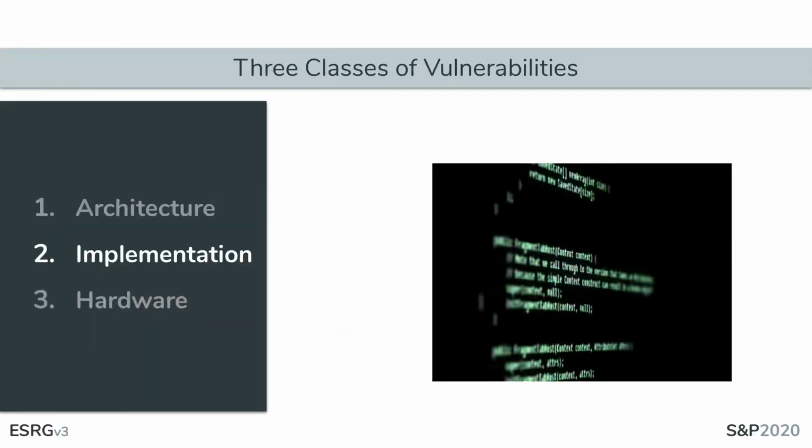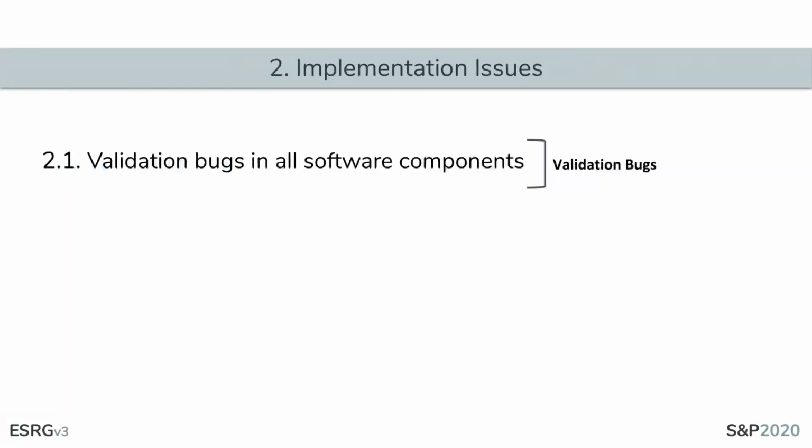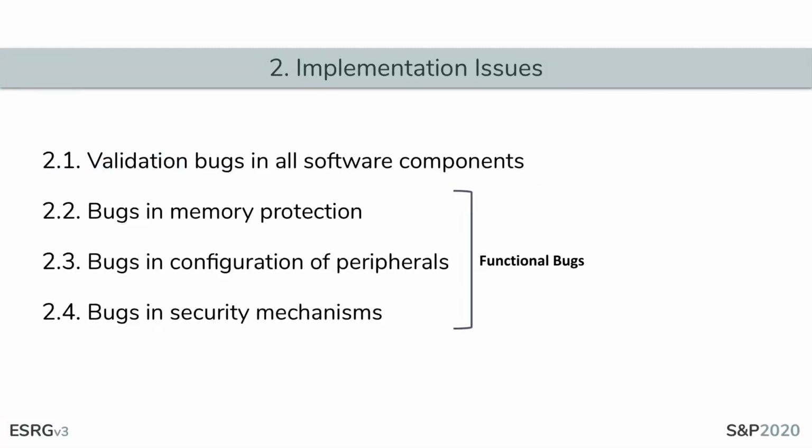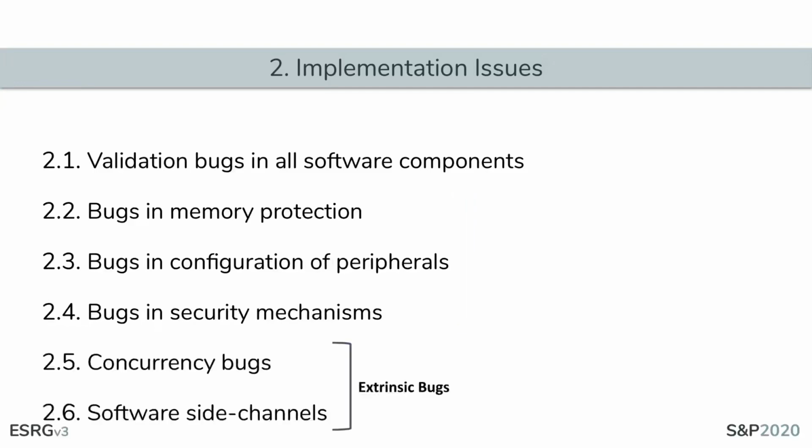Our next topic is implementation issues. These are issues not in the way TEs are designed, but in their actual implementation. These are the types of implementation issues we found in our analysis. Validation bugs all over the TE, from bootloaders to secure monitor, trusted OS, and of course trusted applications. Bugs configuring memory protection and peripherals, bugs implementing security mechanisms, and bugs more related to external factors such as concurrency and software side channels.